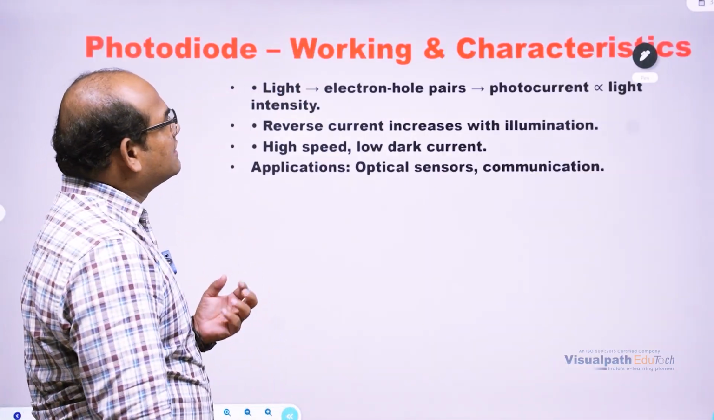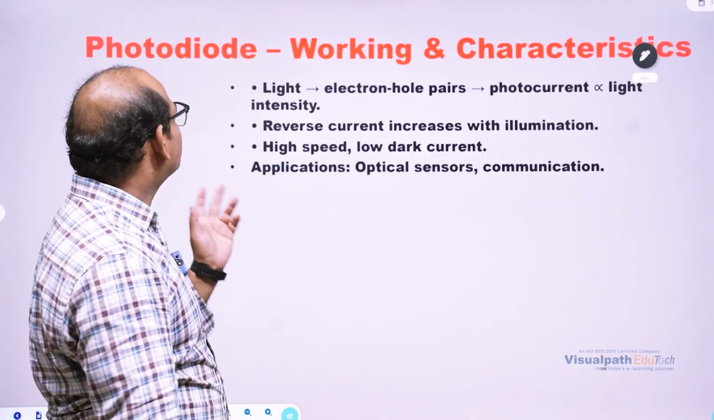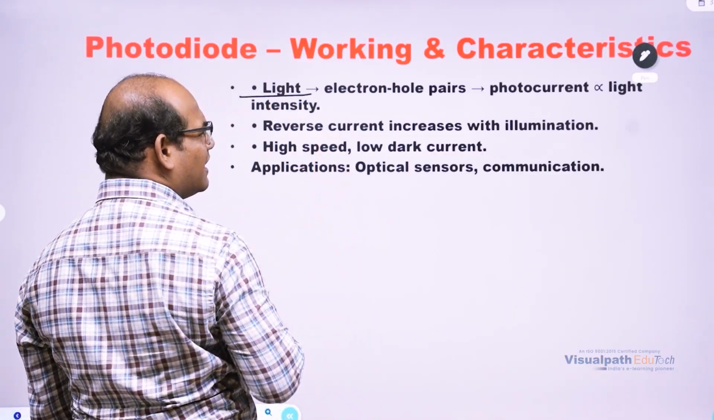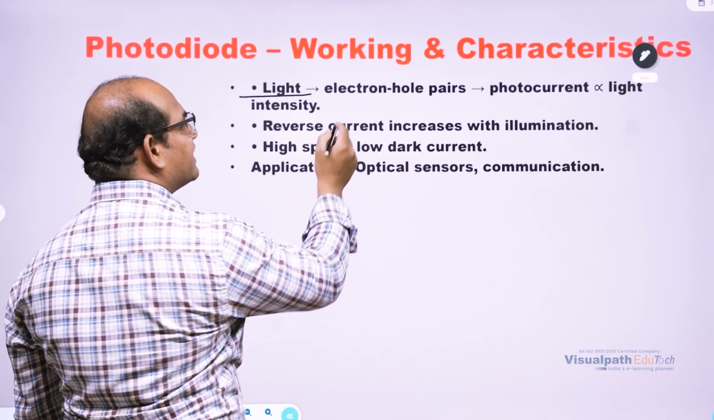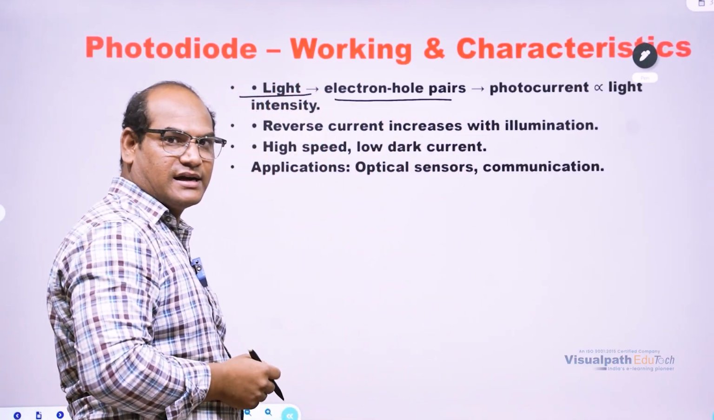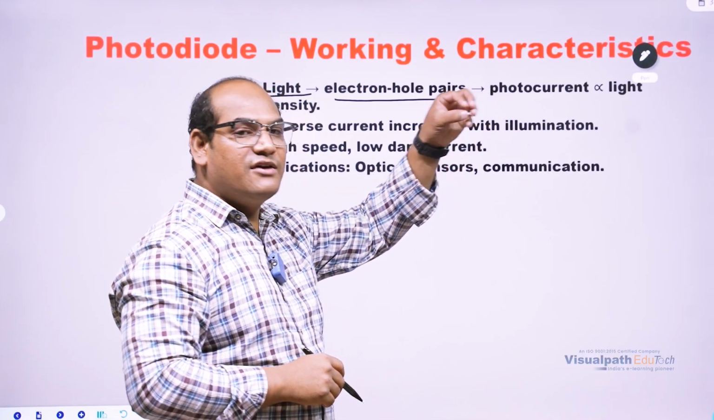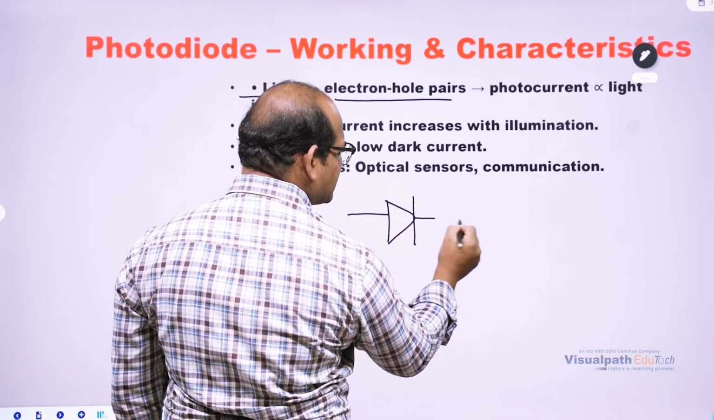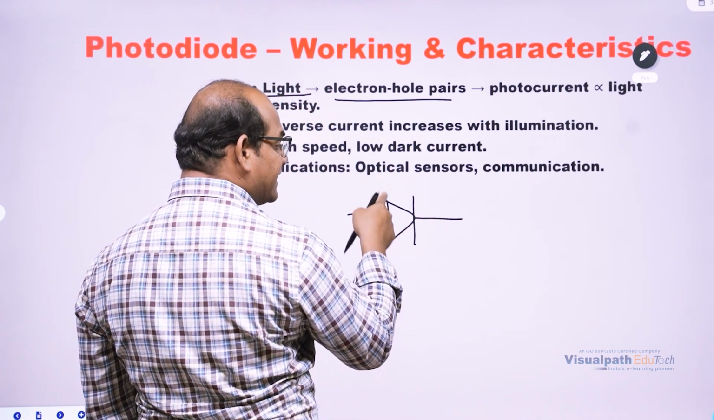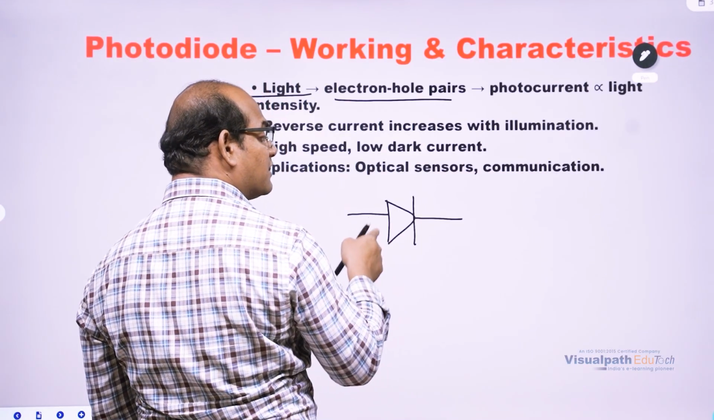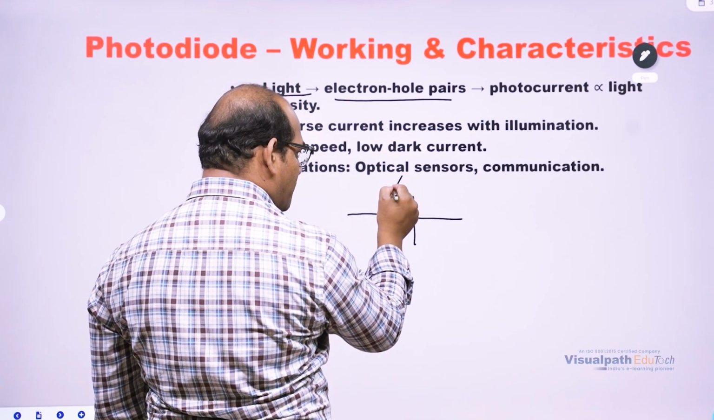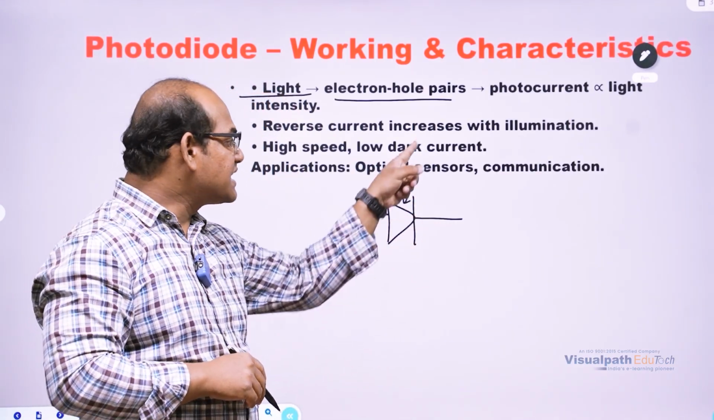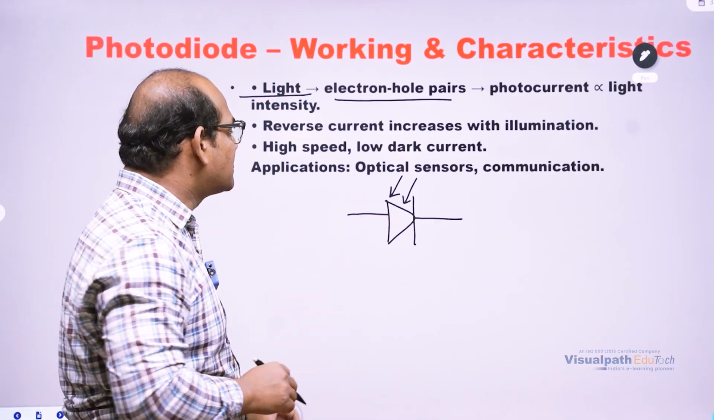Now we will see the characteristics and working nature of this particular photodiode. As I said, when you incident the light on the depletion region of the photodiode, then electron hole pairs will be created. Then the photocurrent will be generated. As I said earlier, if you take the diode like this, it is representing the PN diode only. But we are talking about the photodiode, so you compulsorily have to indicate these arrows. These arrows represent that we are incidenting the light on this particular structure.